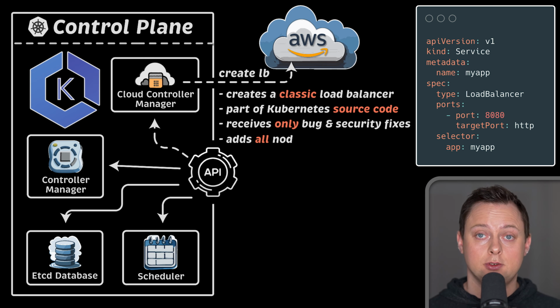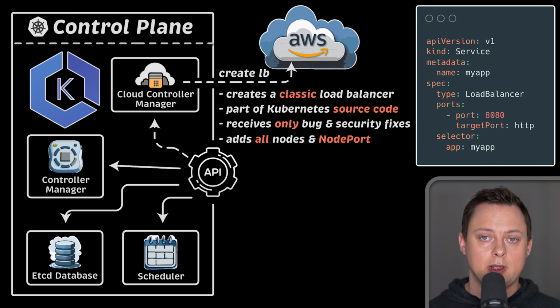Another issue with using legacy Cloud Controller Manager when creating a load balancer is that it adds all your Kubernetes workers to the target group and uses node ports behind the scenes to route traffic. This approach adds an additional network hop, and if you run very large Kubernetes clusters, there is a hard limit of 500 nodes or so that you can add to the target group.